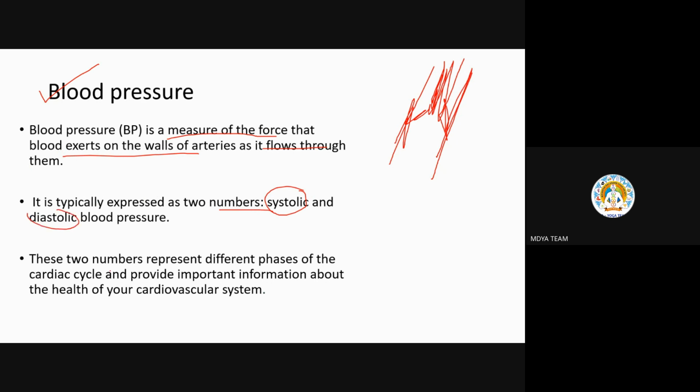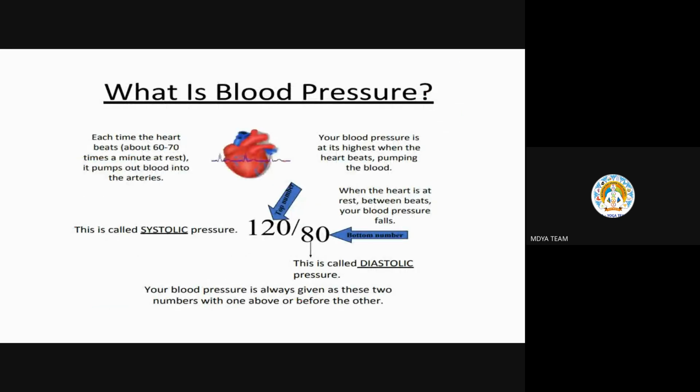These two numbers represent different phases of the cardiac cycle and provide important information about the health of your cardiovascular system. Because these two numbers, systolic and diastolic, define whether you have the proper or correct measure of your blood pressure, and blood pressure is directly related to your heart. Because what is blood pressure? It is the force that blood is exerting on the walls of your cardiac vessels.